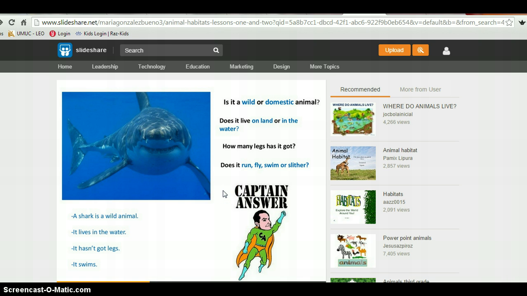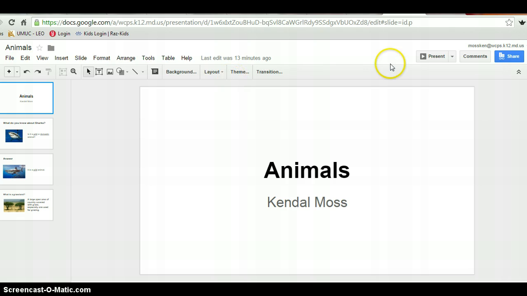You'll also notice that there are actually more than one question on this slide. You'll see the first one, is it a wild or domestic animal? And then what I thought was interesting is that actually the answers are on the same slide. So if I were to try to use a slide like this in my classroom, I created one that might be a bit more effective.